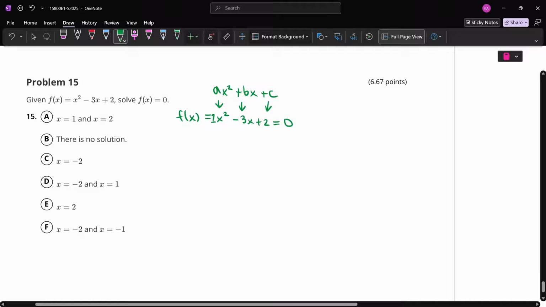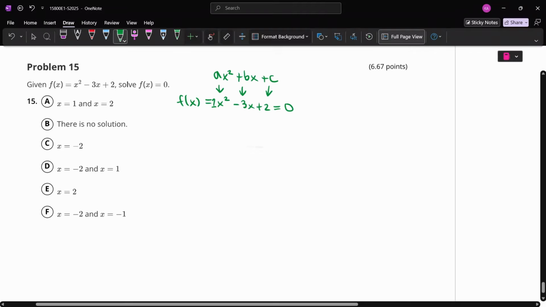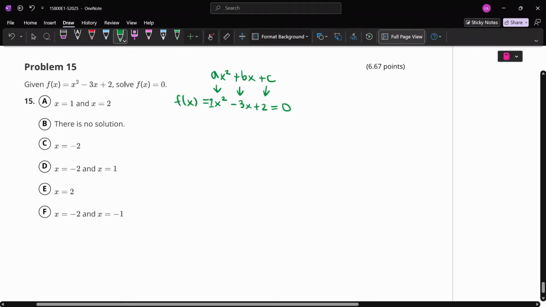And so with that in mind, since the leading coefficient of this quadratic expression is 1, there are 3 main ways we can go about finding our roots. We can either factor it, we can complete the square, or if you don't feel comfortable with those tricks, you can just plug this into the quadratic formula and that will give you your answer. So I'm going to show all 3 approaches for this question. I'll start with the factoring approach.